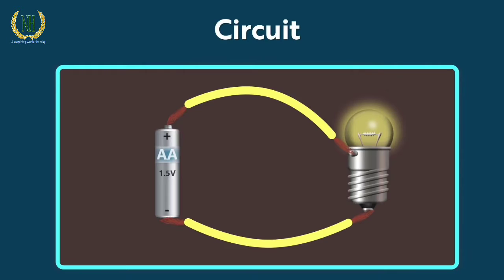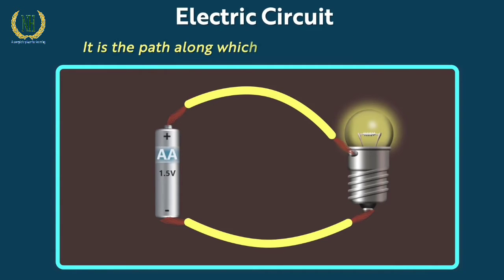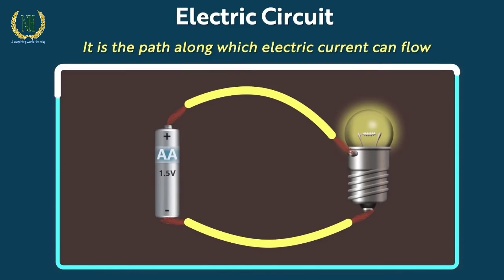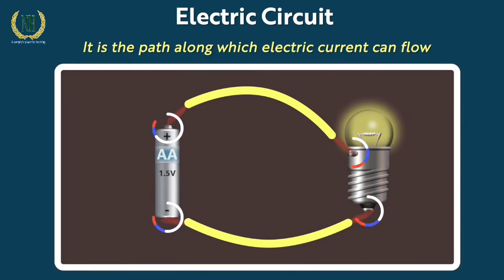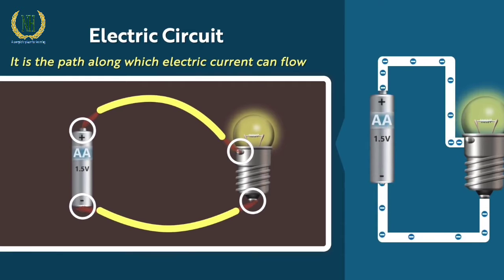The word circuit is very important here. In this context, it will be electric circuit. In simple words, it is the path along which an electric current can flow. You can see here that a closed loop is formed. All the terminals of the electric cell and the bulb are occupied. So here the electric current is flowing along a closed path. We say that electric circuit is complete.